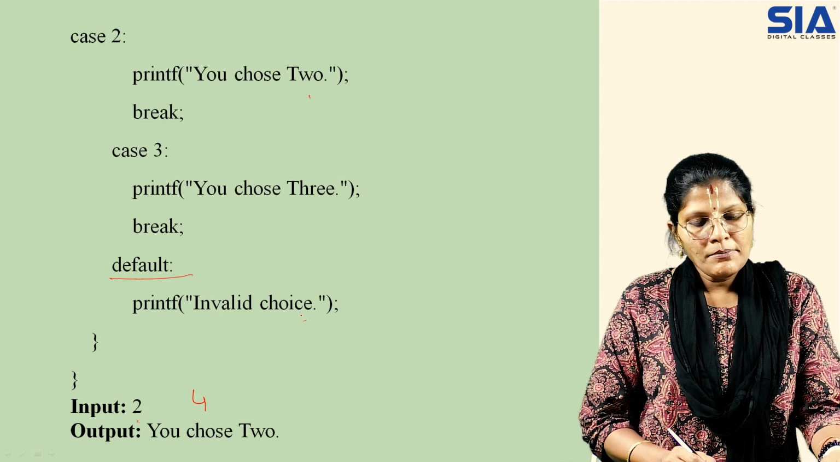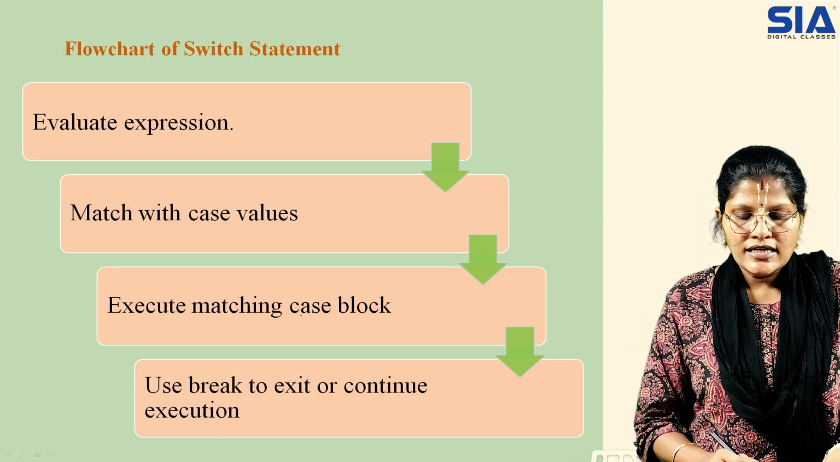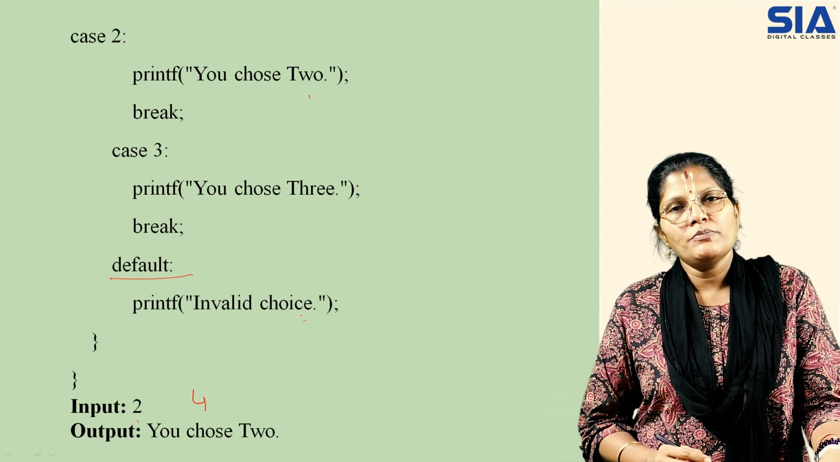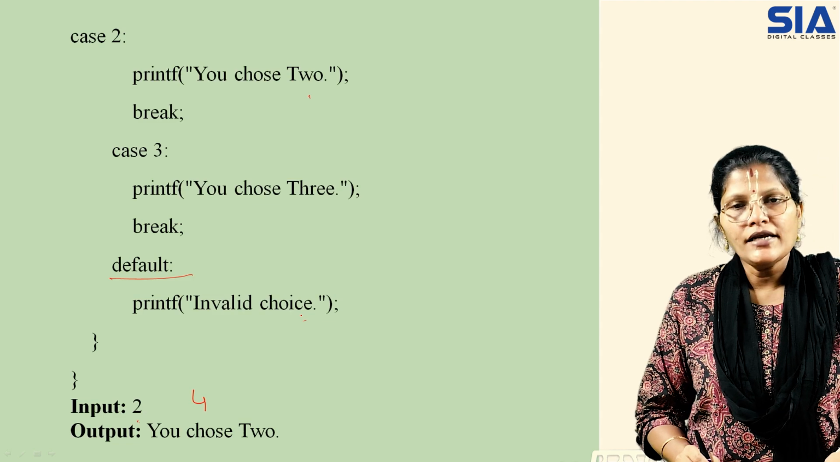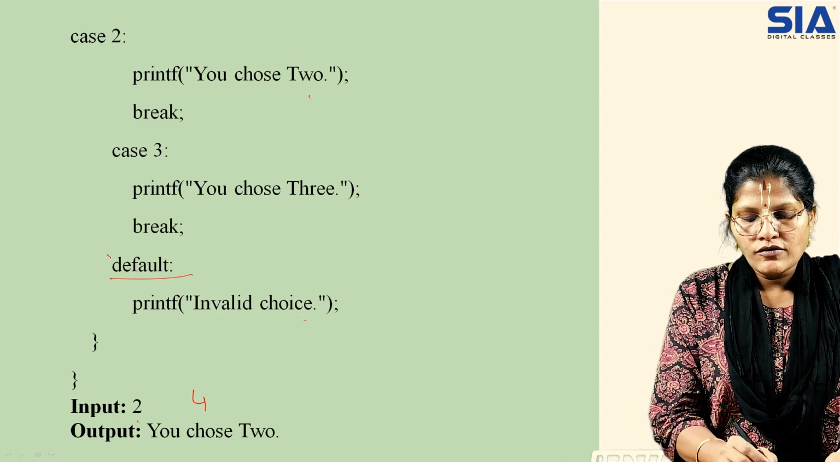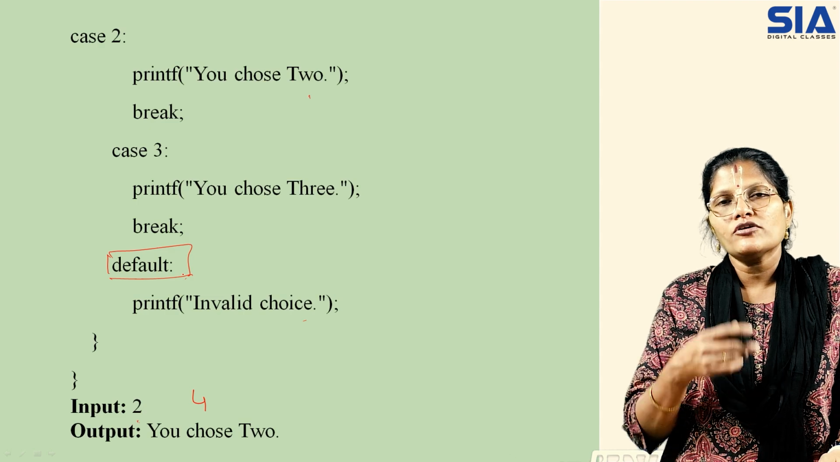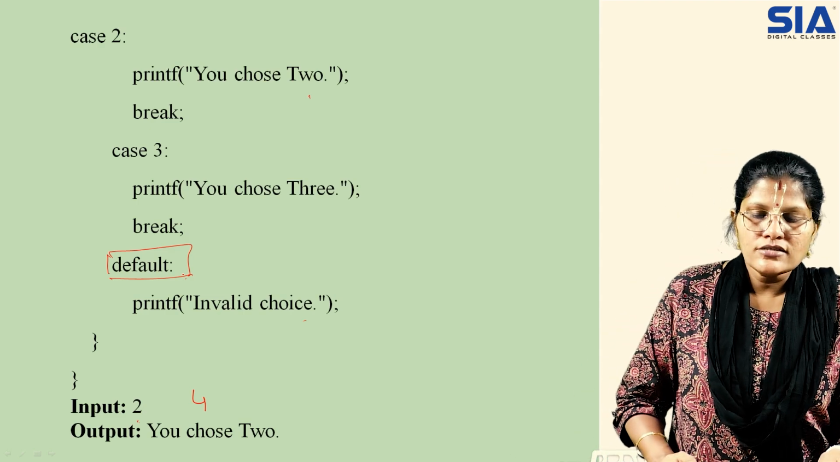So this is an example where it checks the cases against the value given by the user. If the cases match, then it will display its value. Otherwise, if the cases don't match, it will give an invalid statement. That is, a default block will be executed. So the default block enables the user to give a particular statement if there is no match in the cases. Otherwise, the cases will be there.